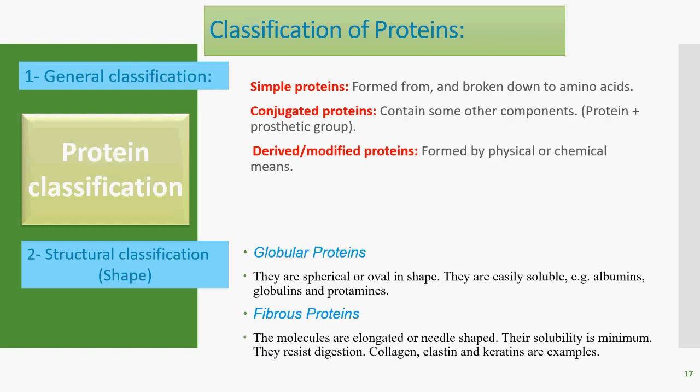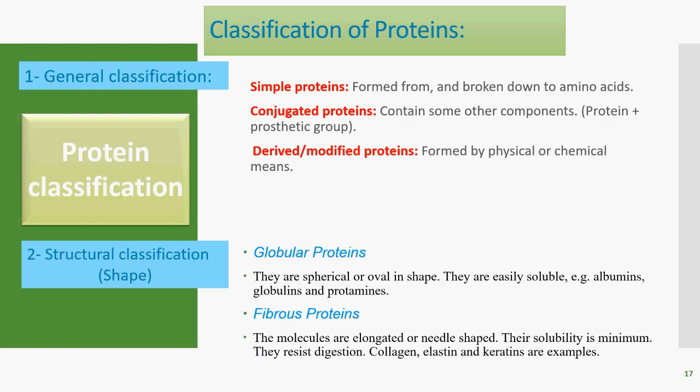So this is the general classification according to the nature of the protein, whether it's originally just a simple protein, only amino acid polypeptide chains, or it contains some other residues or prosthetic groups like a glyco residue or a lipid residue, and so on. Or it has been modified or changed in some of its parts by some modification.